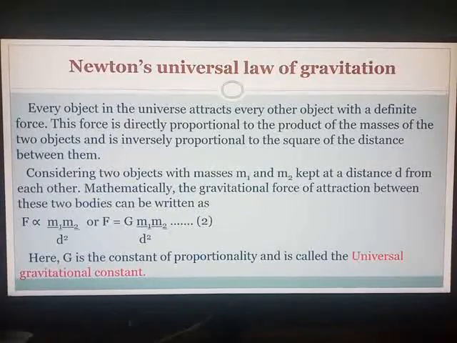Every object in the universe attracts every other object with a definite force, and hence it is said, see children, always speak about good things, because this entire universe is based upon the law of attraction. Whatever you speak, the way you behave, you are going to attract the things towards you. If you speak, you behave in a positive way, you always go on speaking good about others, you keep good thoughts, positive thoughts in your mind, then the same will be attracted towards you.